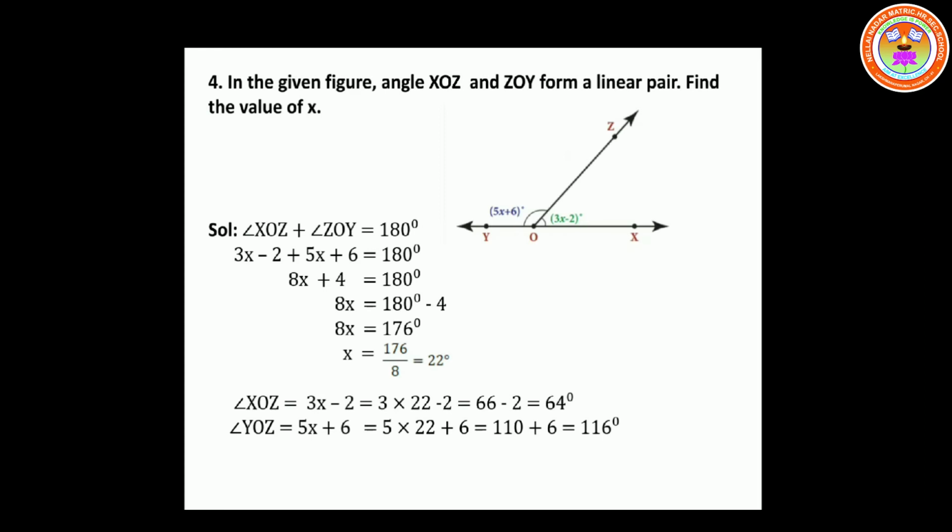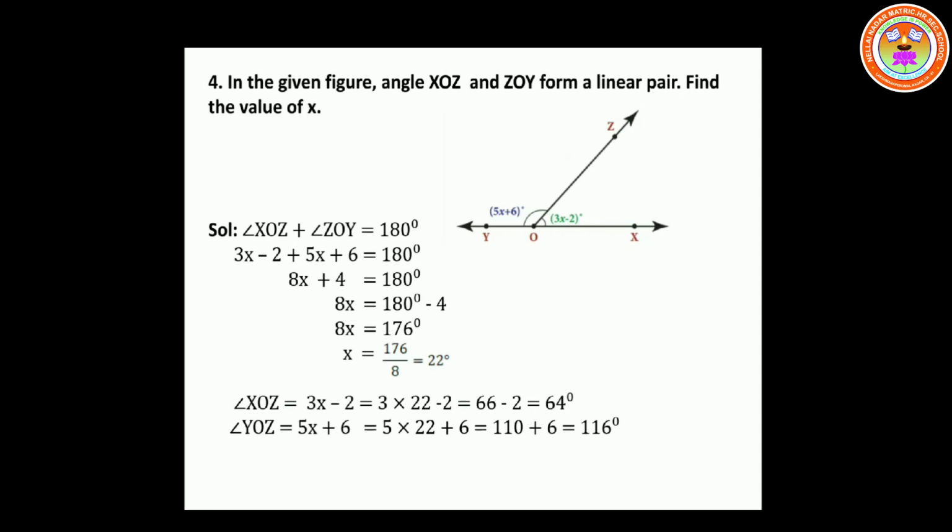Now since it is given a linear pair, when I add angle XOZ and ZOY, it will be equal to 180 degrees because it is a straight line. Okay, so what is the value of XOZ? 3x minus 2. And what is the value of ZOY from the diagram? 5x plus 6. That is equal to 180 degrees.